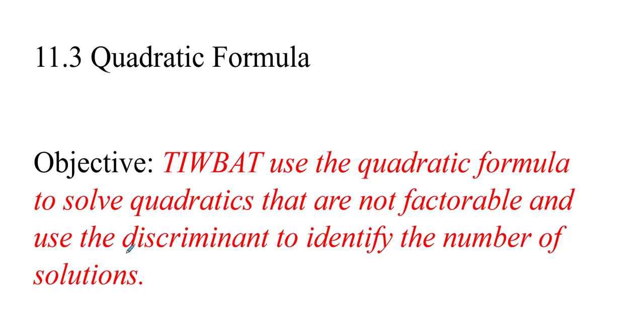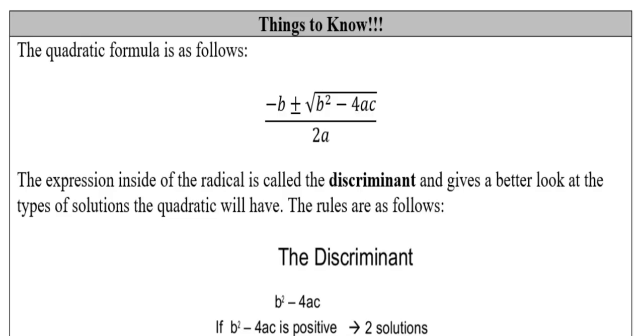And then we got this thing also called the discriminant. This kind of just gives us a sneak preview of how many solutions we're going to have, or if we're going to have one of those no solutions. All right, so a little bit to know. This is our formula right here. So we got negative b plus or minus the square root of b squared minus 4ac all over 2a.